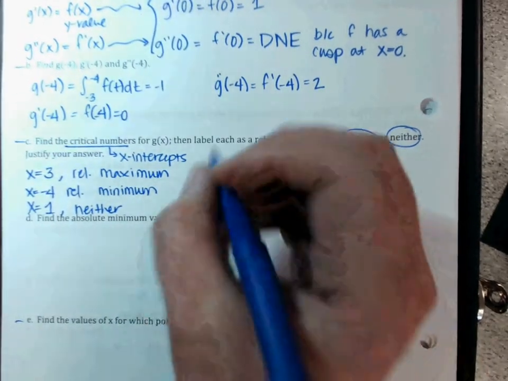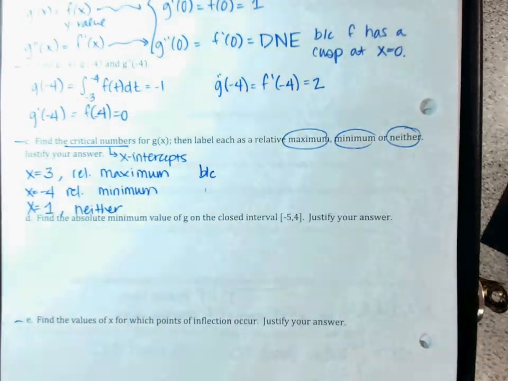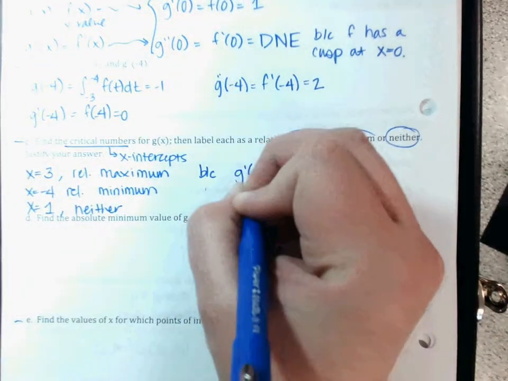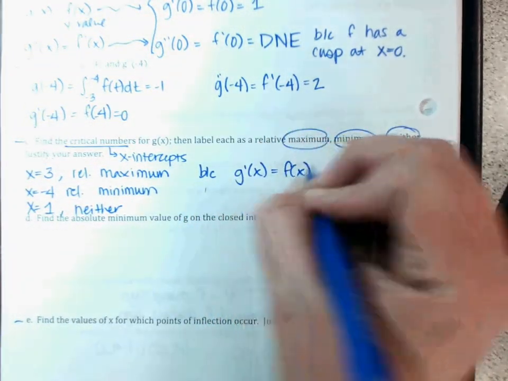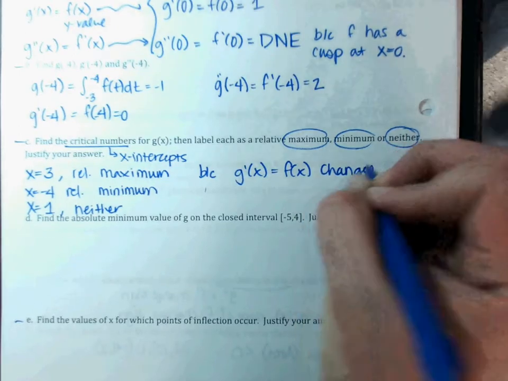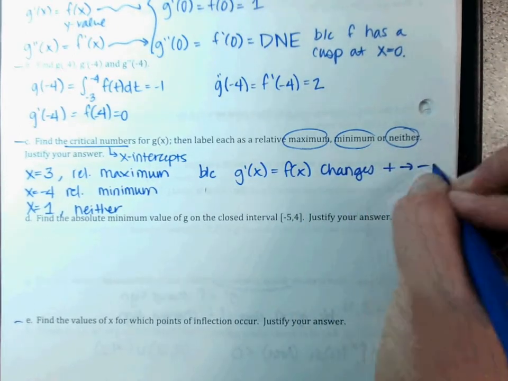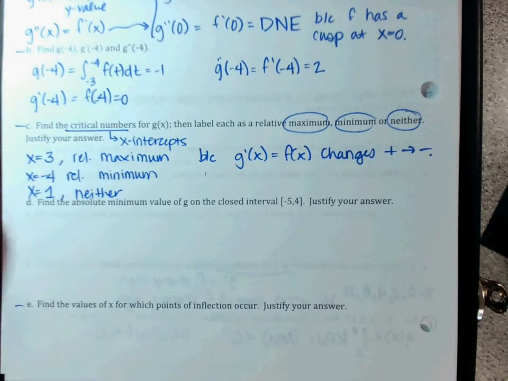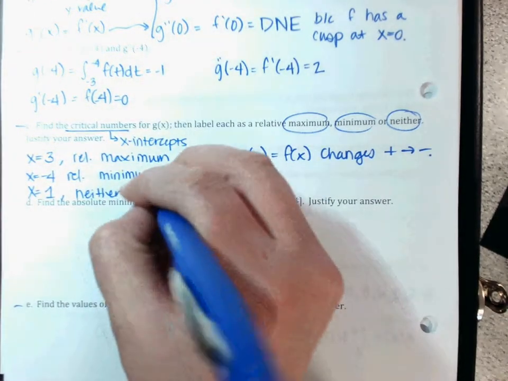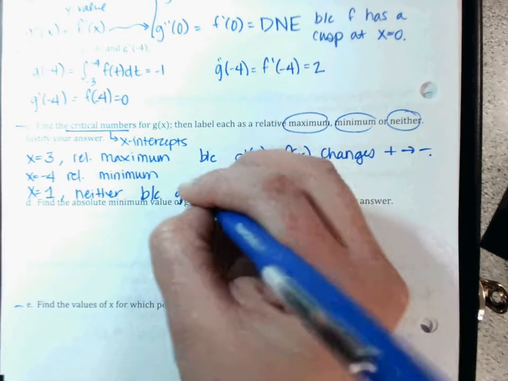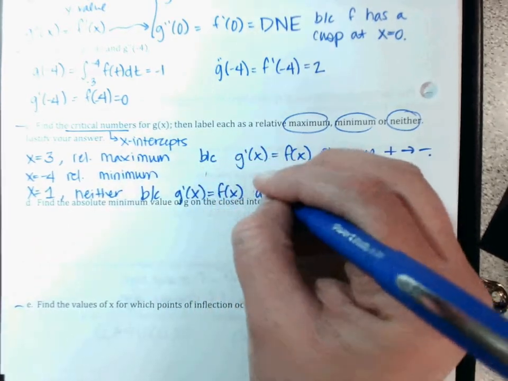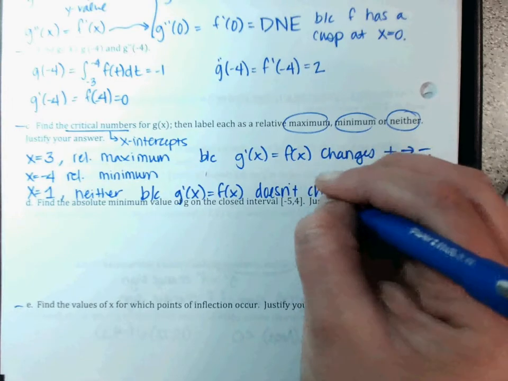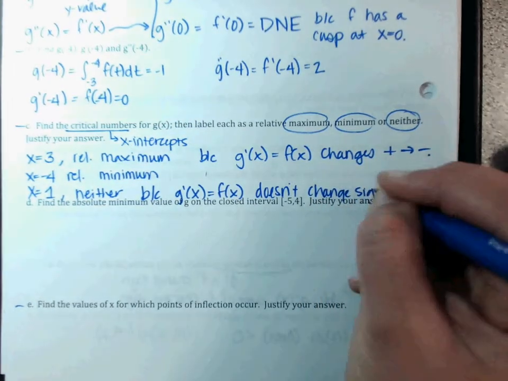So then for your justification, I'm just going to do it for one of them, but you should have put this. G prime, which is f of x, changes from positive to negative. Okay, and then for your negative 4, it should be pretty much the same except negative to positive, and then for neither, it should be that it doesn't change sign. I'll write that one. Okay, because g prime of x, which is f of x, doesn't change sign.